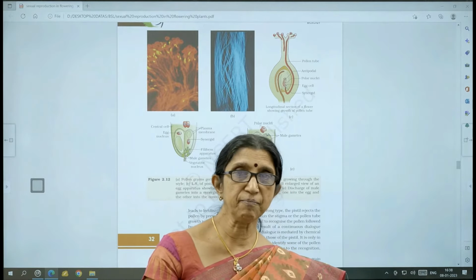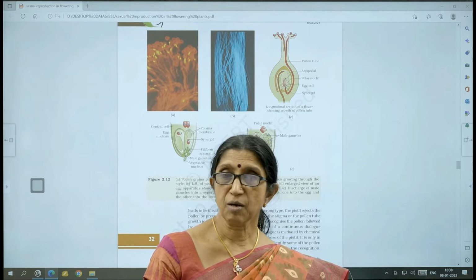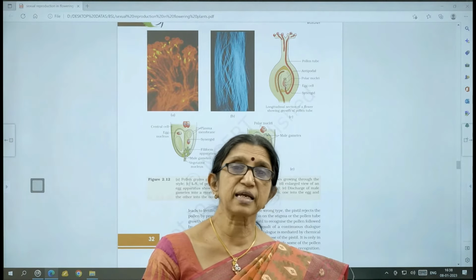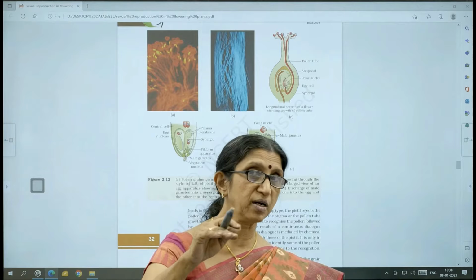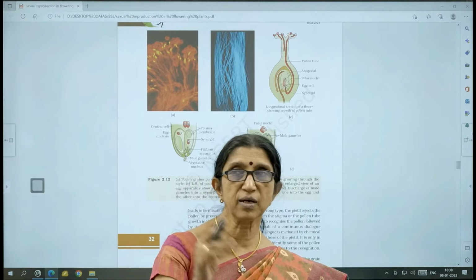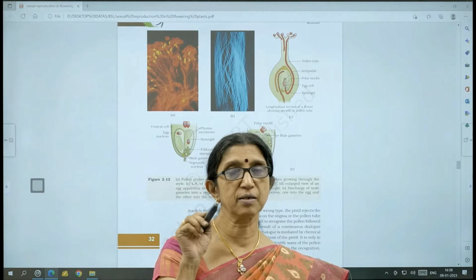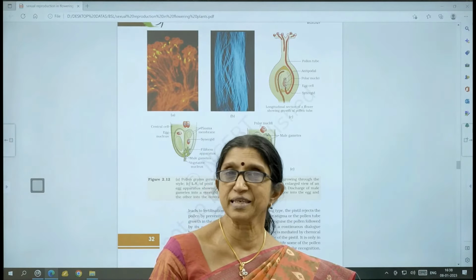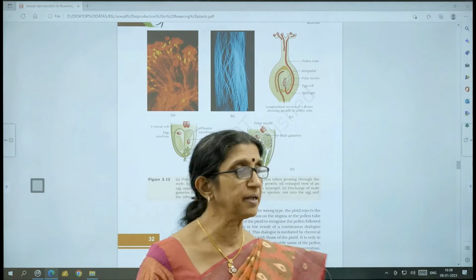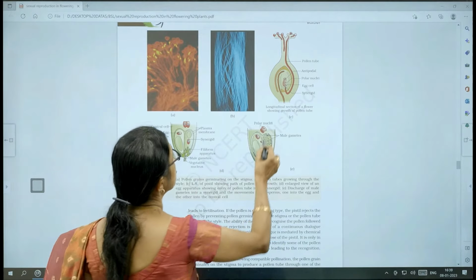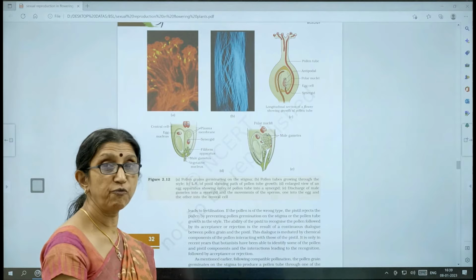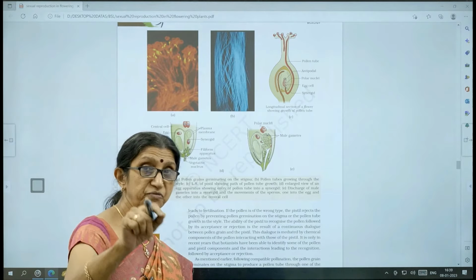So accordingly, the fertilization may be porogamous, where the pollen tube enters through the micropyle. Second one, chalazogamous, where the pollen tube enters into the ovule through the chalazal region. And third one, mesogamous, where it penetrates the cells of the integuments. Of the three different types, the most common one is porogamy. So here we can see porogamy.